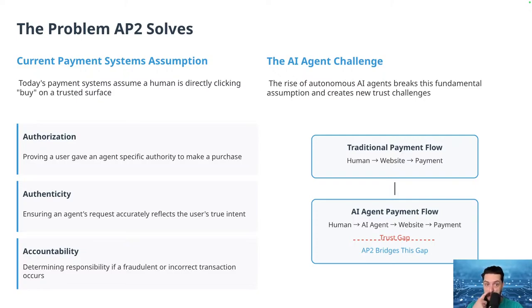It addresses three key challenges: authorization, proving that a user gave an agent a specific authority to make a particular purchase; authenticity, enabling a merchant to be sure that an agent's request accurately reflects the user's true intent; and accountability, determining who is responsible if a fraudulent or incorrect transaction occurs. By solving these problems, AP2 aims to build the trust necessary for AI-driven commerce to flourish.